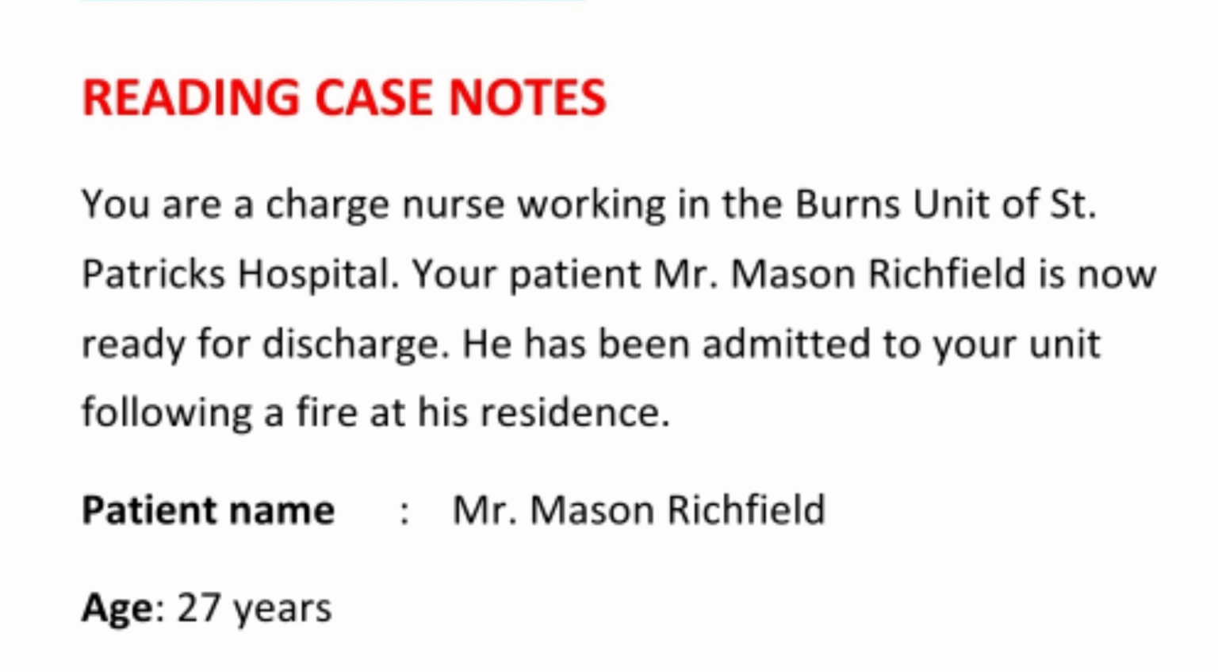Now, let's go to the top part of the case note. That says, you are a charge nurse working in the burns unit of St. Patrick's Hospital. Your patient, Mr. Mason Richfield, is now ready for discharge. He has been admitted to your unit following a fire at his residence. So we understood that Mr. Mason Richfield is in the burns unit and you are a nurse there. He was admitted following a fire at his residence.